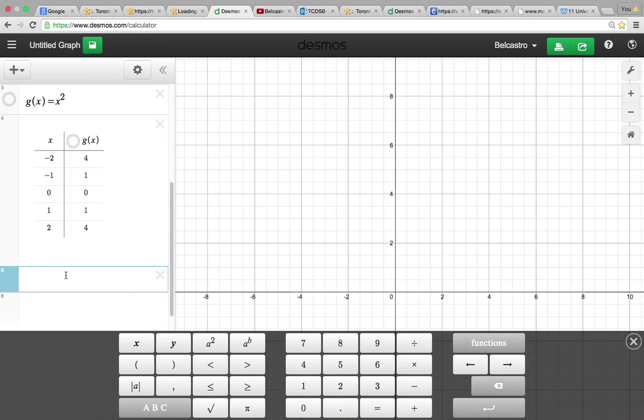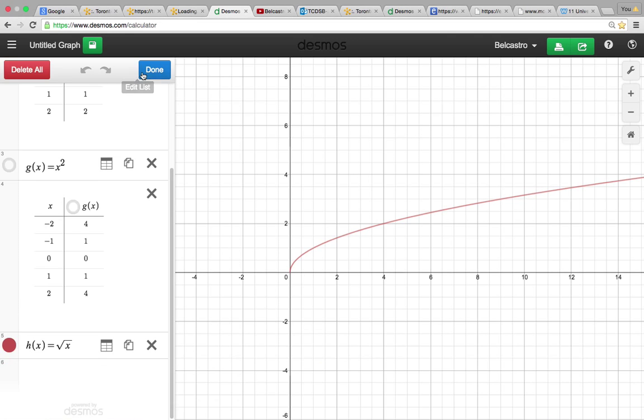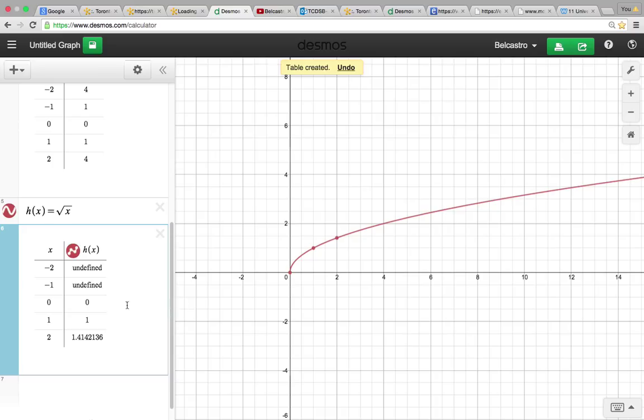Okay. h(x) is equal to the square root of x. Okay, so like I said, remember, it didn't draw the bottom half of the parabola. It only drew the top half. And same idea, we're going to look at some key points of this function, okay?